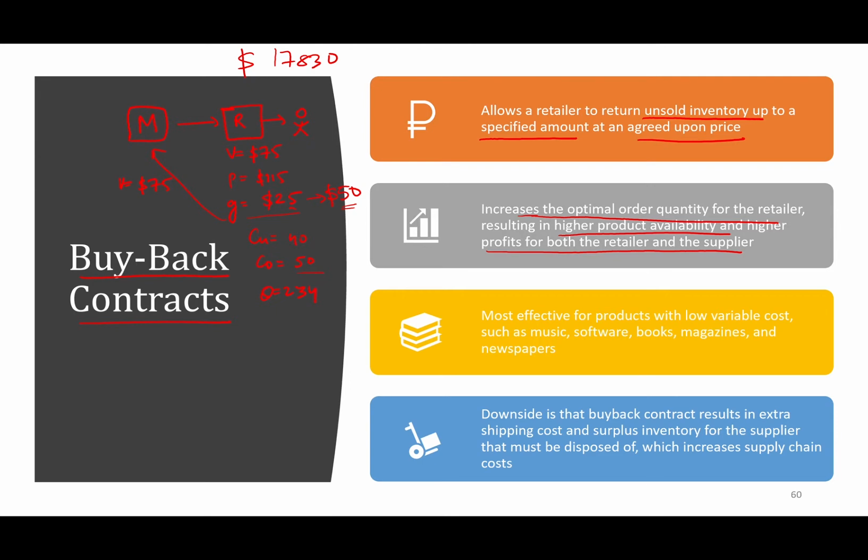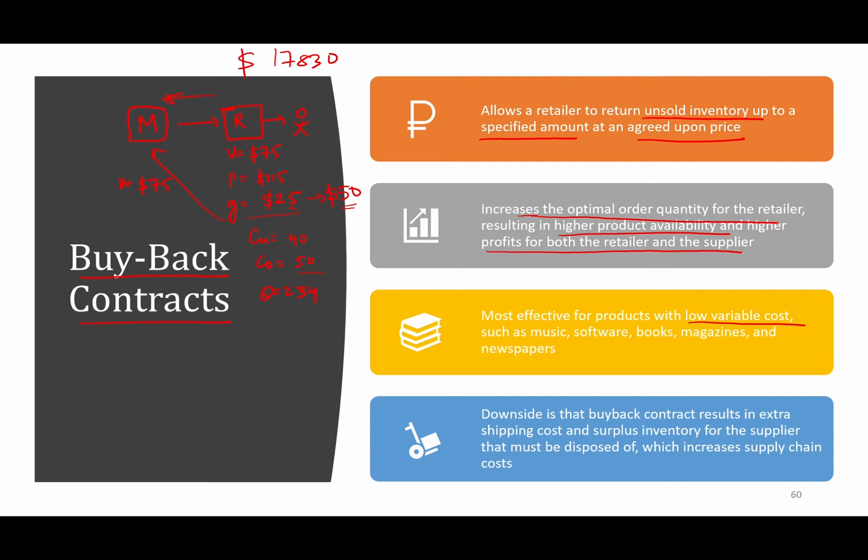So the kind of products for which this works very well are products with low variable cost, such as music, software, books, or magazines and newspapers. Okay, but what is the downside of this contract? The problem is that this unsold inventory now has to travel back to the manufacturer.